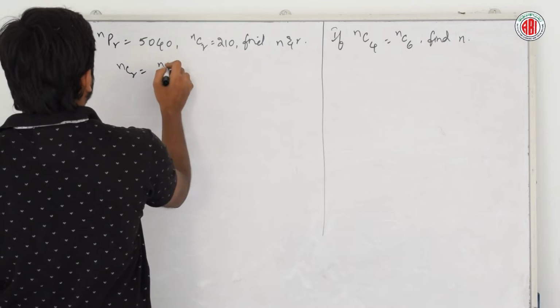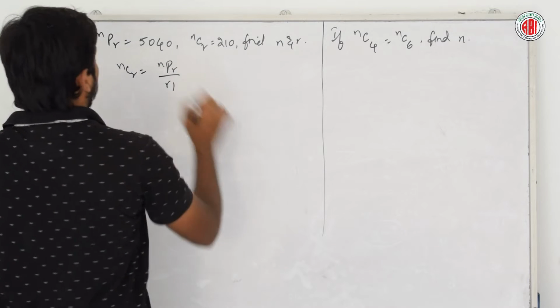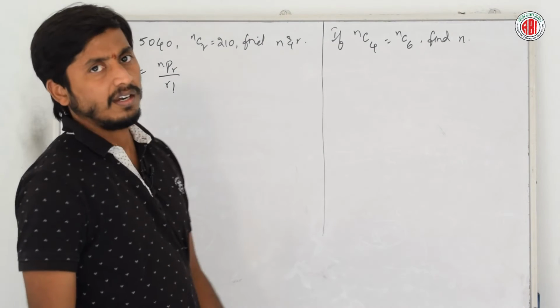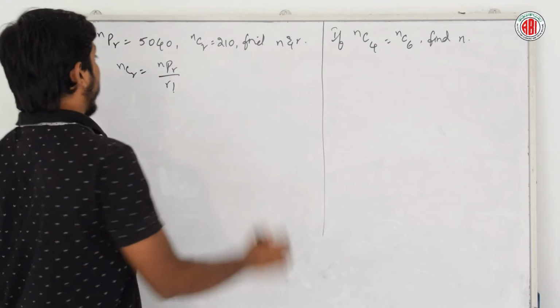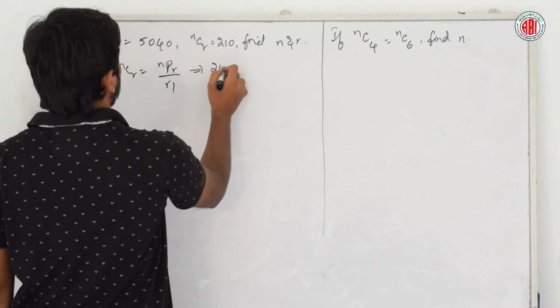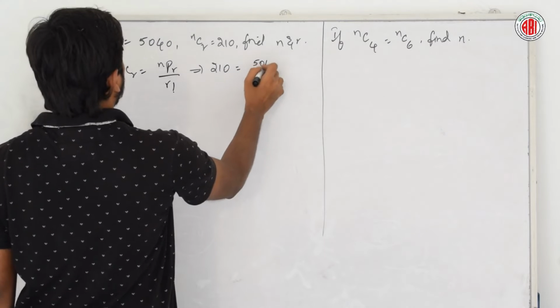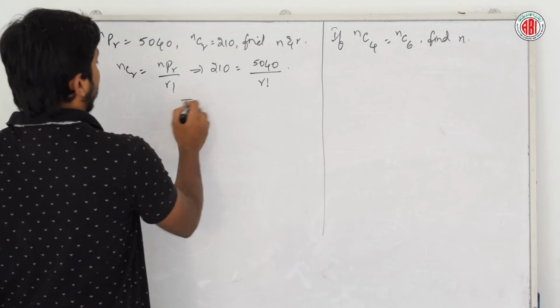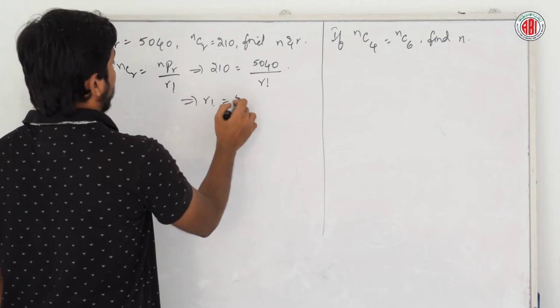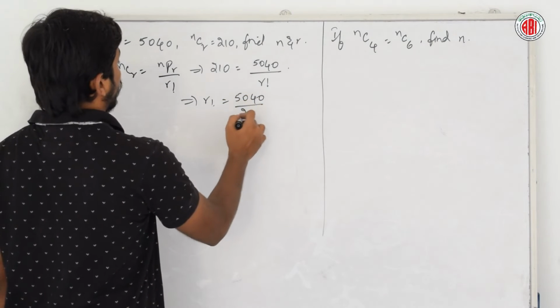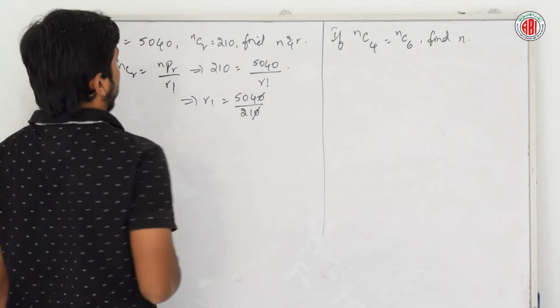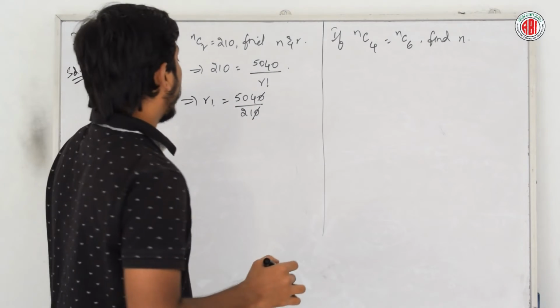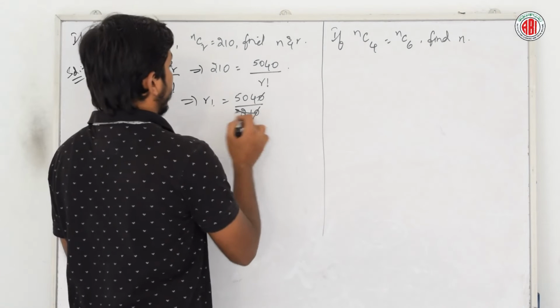nCr is nothing but nPr by r factorial, isn't it? So let us substitute that: 210 is equal to 5040 by r factorial. Now what is r factorial here? r factorial is 5040 by 210. The 0 will get cancelled, right? Both go in the 3 table.